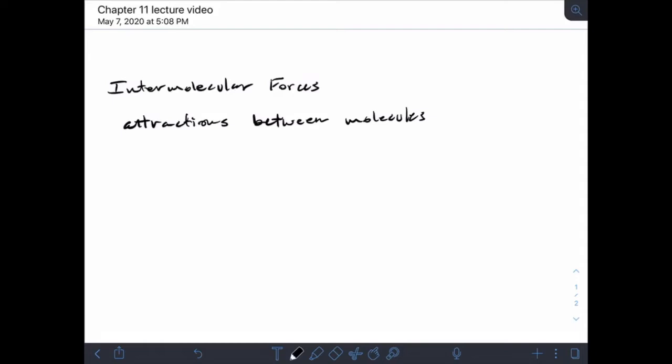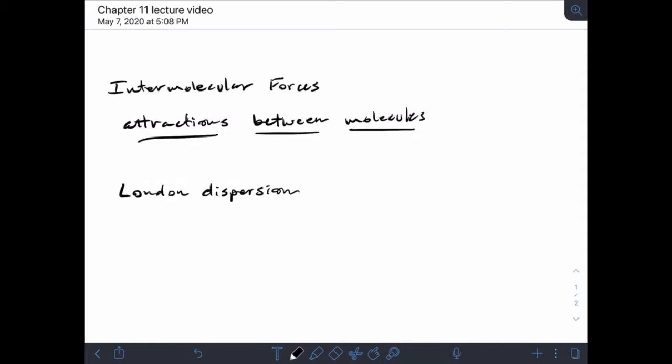But intermolecular forces are attractions between molecules, okay? As opposed to the things that happen inside molecules or atoms. Now we're going to be talking about what happens between one molecule and another. Okay, and there are several types of intermolecular forces. The first of which is referred to as London dispersion. Okay, or most often it's just referred to as dispersion forces.